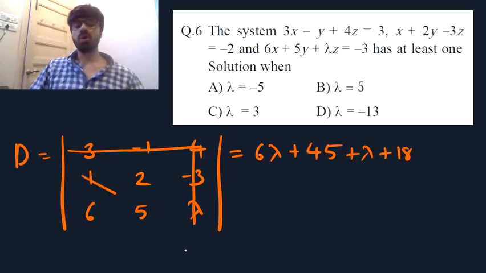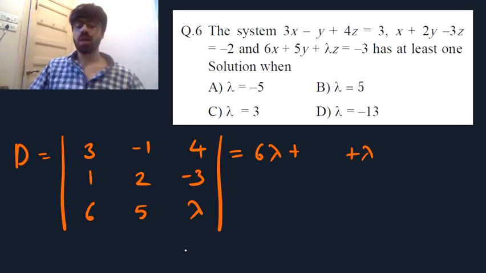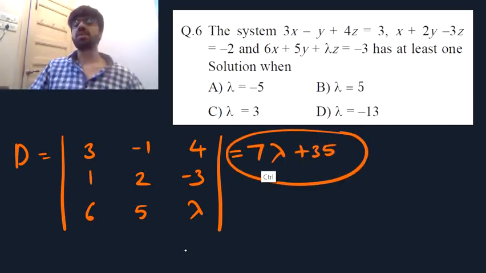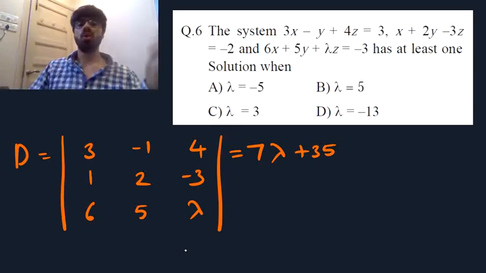And then it will be 4 into 5 minus 12. That will be 4 into minus 7, which is minus 28. So minus 10 and plus 45, making it plus 35. And 6 lambda plus lambda, making it 7 lambda. So we have 7 lambda plus 35 as the value of D. Now, at least one solution means it can have either one or more solutions. So for one solution, 7 lambda plus 35 should not be equal to 0. For infinite solutions, D has to be equal to 0. And of course, along with that, dx, dy, dz also have to be equal to 0.